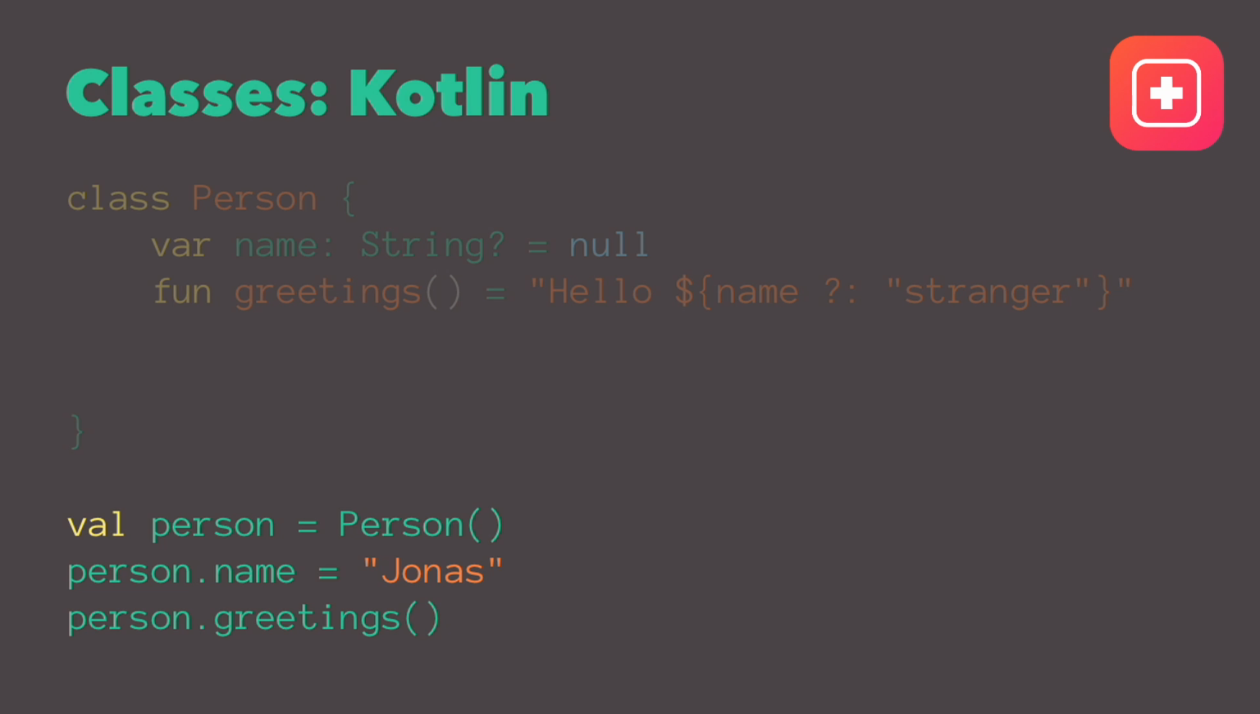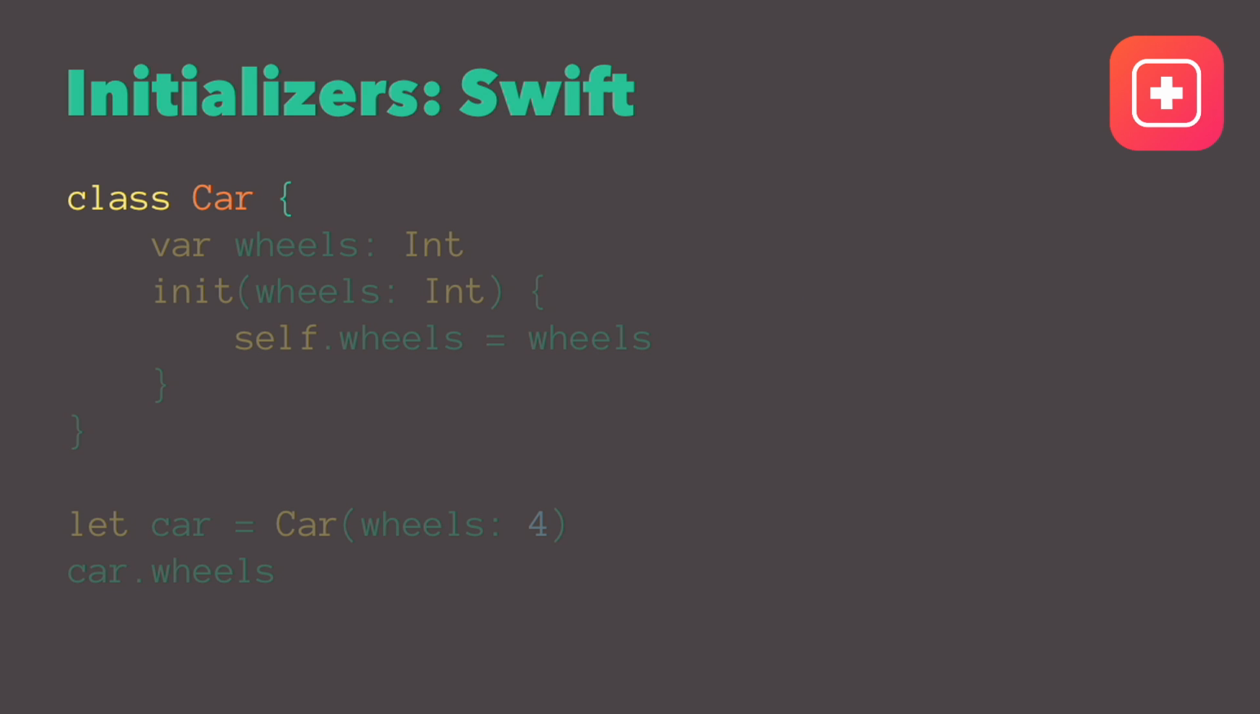Again, you can create your person without the new keyword, set a name, and then call your greetings method. Initializers. So here we'll define a class, car. This car has wheels, which is an integer. And then you have to create an initializer with a string, a Swift class, because wheels is not optional, so you have to set it. And then you can create your car with wheels and use it.